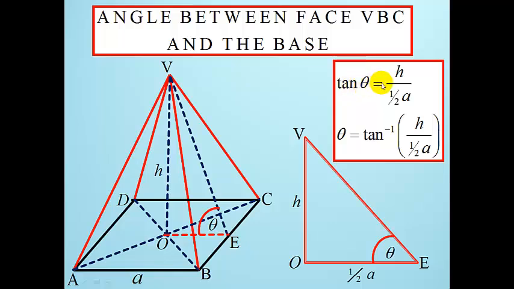And tan theta is equal to opposite, that is H, divided by the adjacent, that is half A. So if you want to find theta, we take tan inverse of both sides. And so we have theta on the left hand side is equal to tan inverse of H over half A. So if the height is known and the A is also known, it means that we can find the angle between the face VBC and the base. That is the angle theta. So this is what we are talking about. This is the angle between the face VBC and the base.